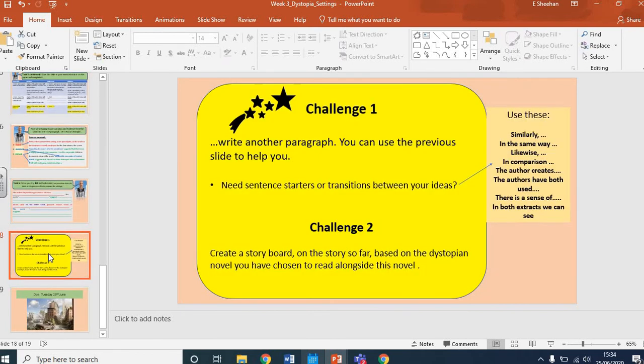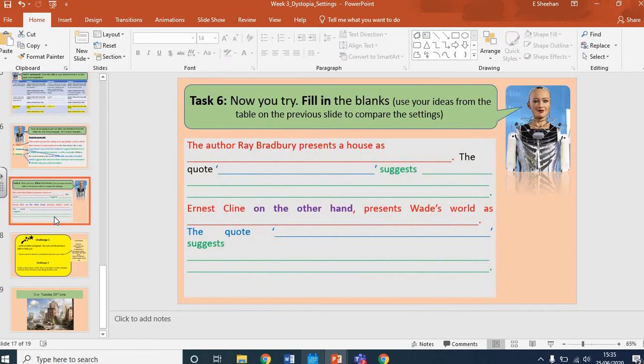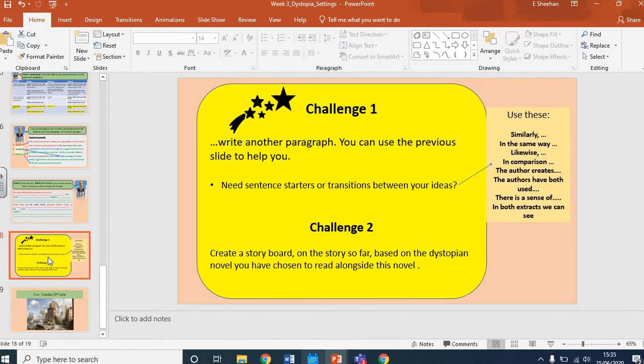Now, if you've chosen a dystopian novel to read alongside, which I know some of you have, this time I'd like you to first of all write another paragraph. So instead of just doing the one which has got the fill in the blanks, create your own based on some of your ideas from the table. And if you're struggling for sentence starters or transitions, there's a list here that would help.